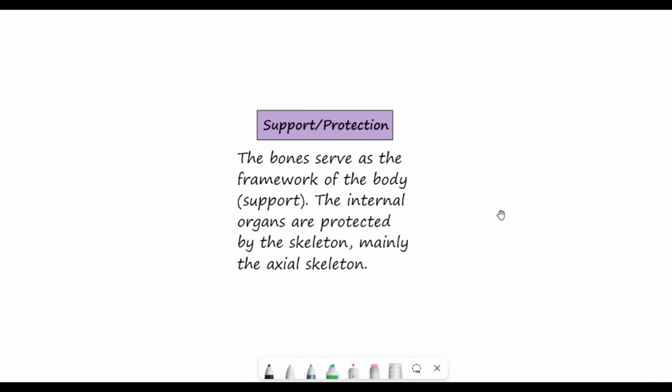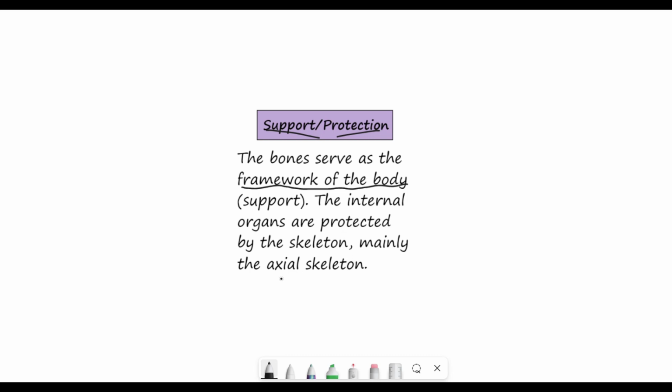I think this is the last one in terms of functions. I kind of grouped it into one because they're pretty similar, or just so simple that you don't really have to have a separate slide for each. But support and protection. So in terms of support, clearly the bones are going to serve as the framework of your body. Your body is kind of shaped by the way your bones are laid out, your skeletal system. So it's going to provide extreme support there.